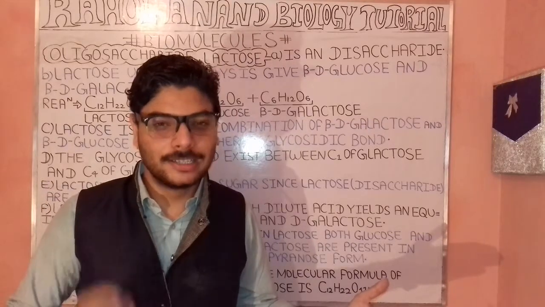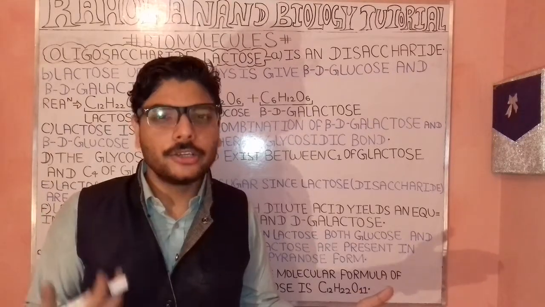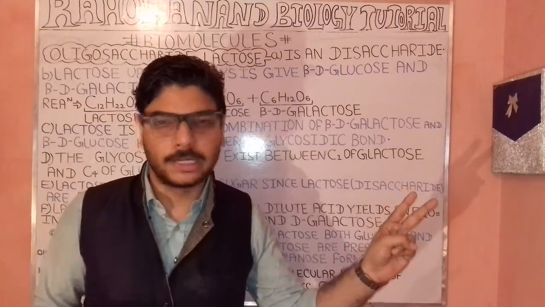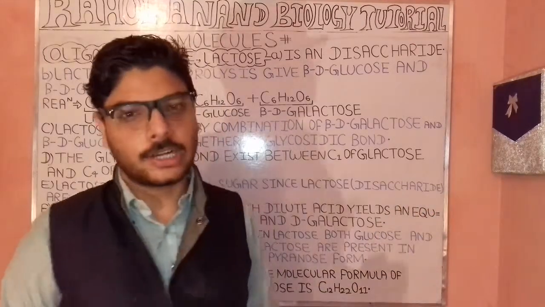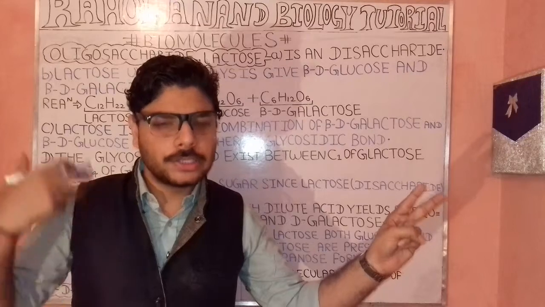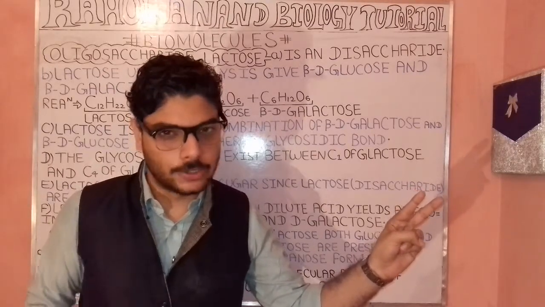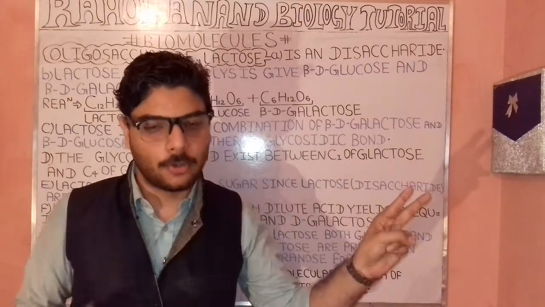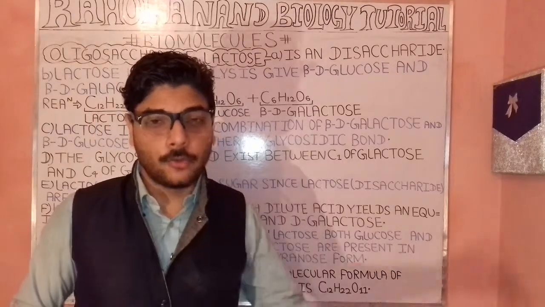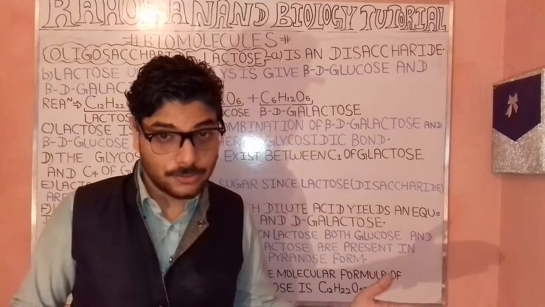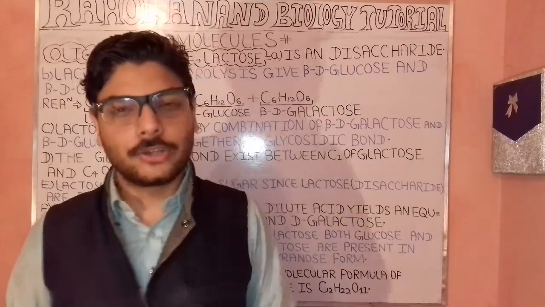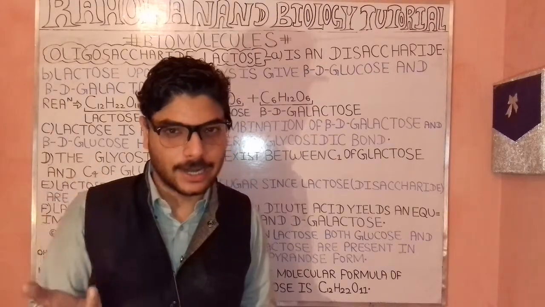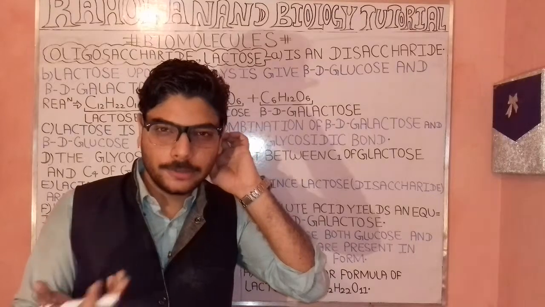Lactose is popularly known as milk sugar, remember. Lactose is a disaccharide, which gives 2 units of monosaccharide. We'll understand examples later. Lactose is the milk sugar, and it is present in milk.